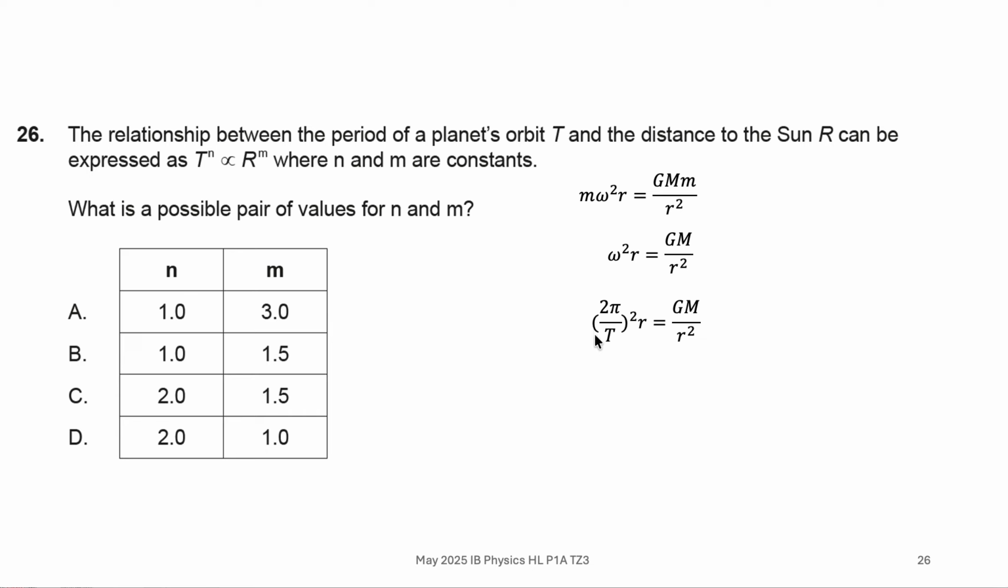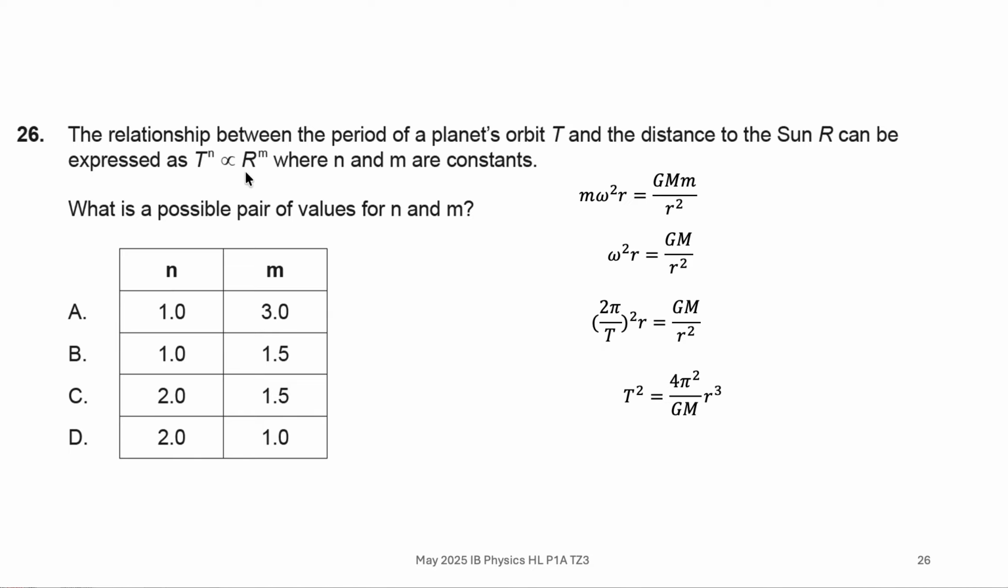And you'll notice here we've got an r and an r squared. We're also going to substitute in now for omega to get that dependence on t. We've got 2 pi over t all squared. And then we're just going to work it through to end up with a relationship which is t squared equal to 4 pi squared over GM r cubed.